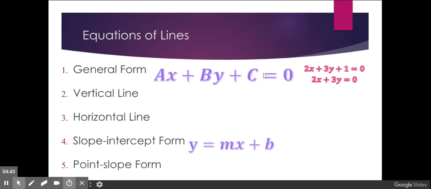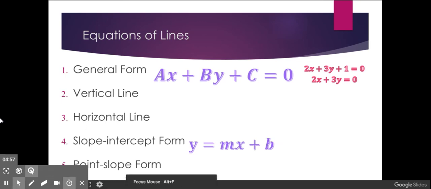In that case, we have an A, B, and C. In this case, this is still considered general form because everything's on one side. But in this case, our C is 0, so you don't have the plus, just a regular number on the end there. The next type of equation of a line is a vertical line.